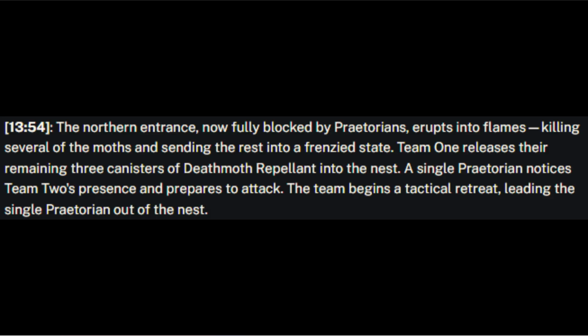1354. The northern entrance, now fully blocked by Praetorians, erupts into flames, killing several of the moths and sending the rest into a frenzied state. Team 1 releases the remaining 3 canisters of Deathmoth propellant into the nest. A single Praetorian notices Team 2's presence and prepares to attack. The team begins a tactile retreat, leading the single Praetorian out of the nest.